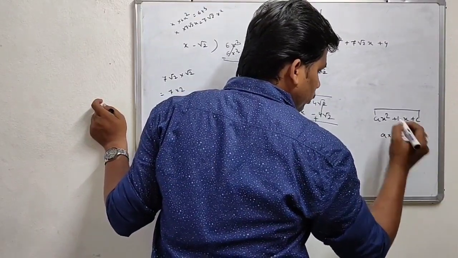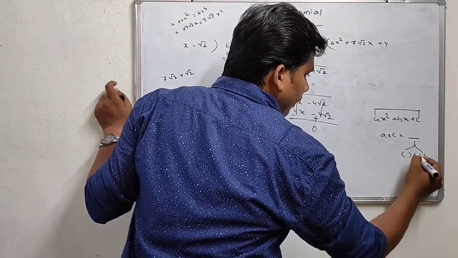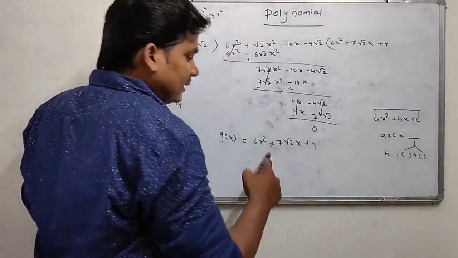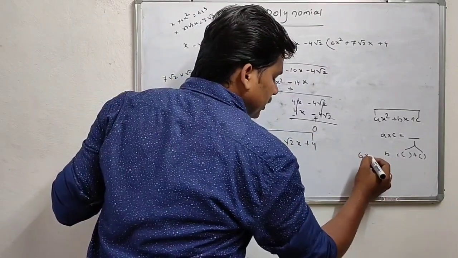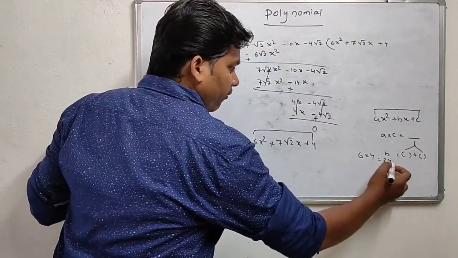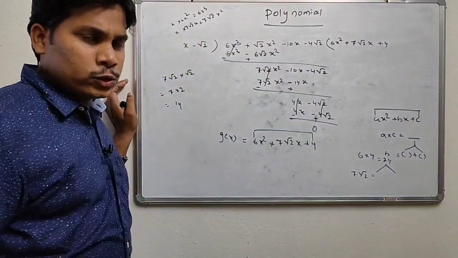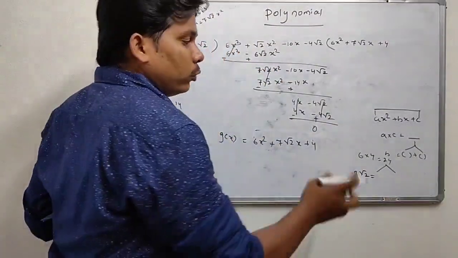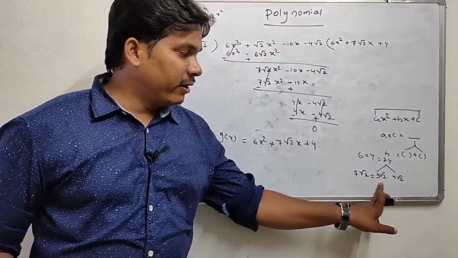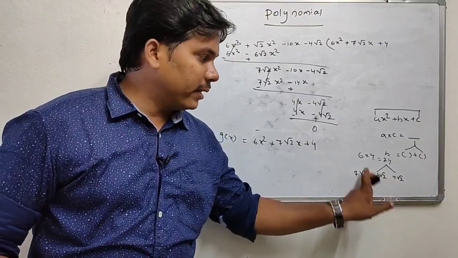Means first we have to find a into c. The value we get, we have to split into two terms. The sum of these two values must give b. Here, 6 into 4 is 24. As both are positive, the value will be positive. This 24 we have to split in such a way that the sum is 7 root 2. What are these two terms? We can take 3 root 2 and 4 root 2 as the two terms. When we add 3 root 2 and 4 root 2, we get 7 root 2. When we multiply 3 root 2 and 4 root 2, we get 24.